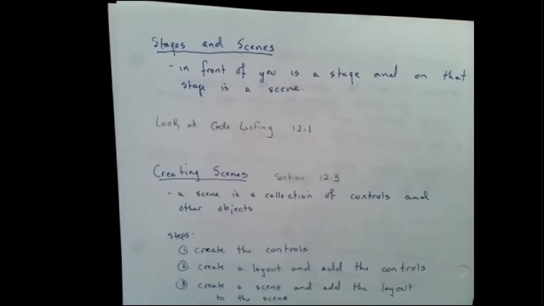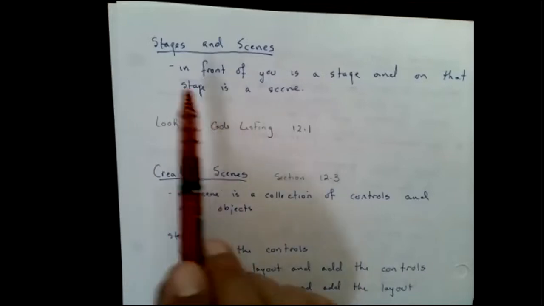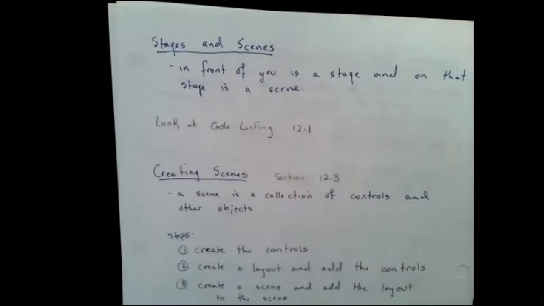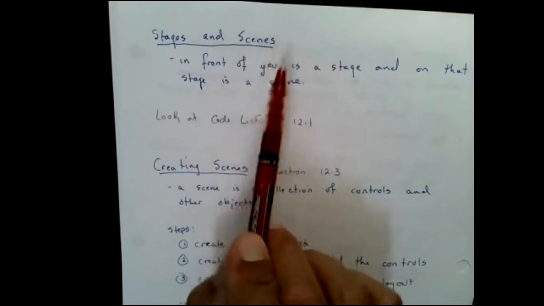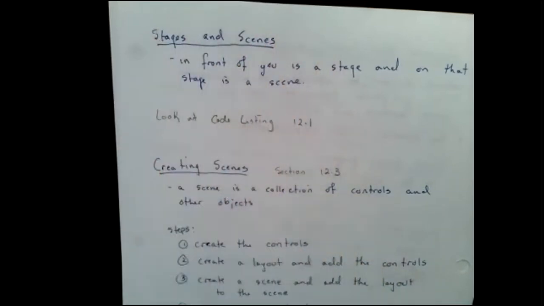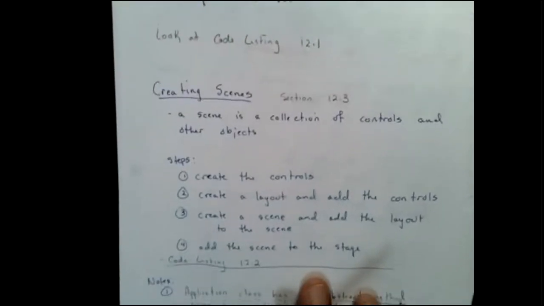But one of the things that goes on in JavaFX is they talk about it looking like a theater, right? In front of you, you have a stage, and on the stage, you may have a bunch of scenes. So we're going to take these controls and put them in the scenes, create a bunch of scenes, and then add the scenes to the stage. And you're kind of thinking, okay, what the heck does that mean?